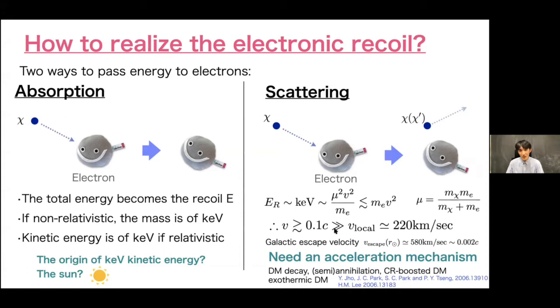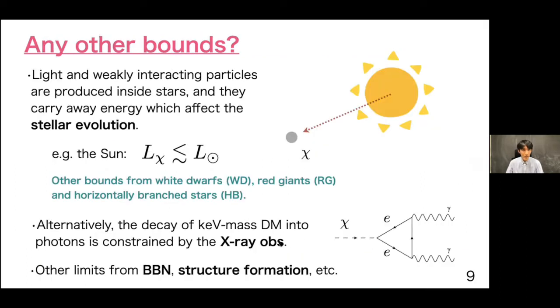So in this case, we certainly need an acceleration mechanism or production mechanism to generate chi particles with such high velocity. And many interesting ideas have been proposed so far. Also, it is very important to satisfy other bounds. For instance, bounds coming from the stellar cooling argument based on the evolution of the sun, or white dwarfs, red giants, horizontal branch stars.